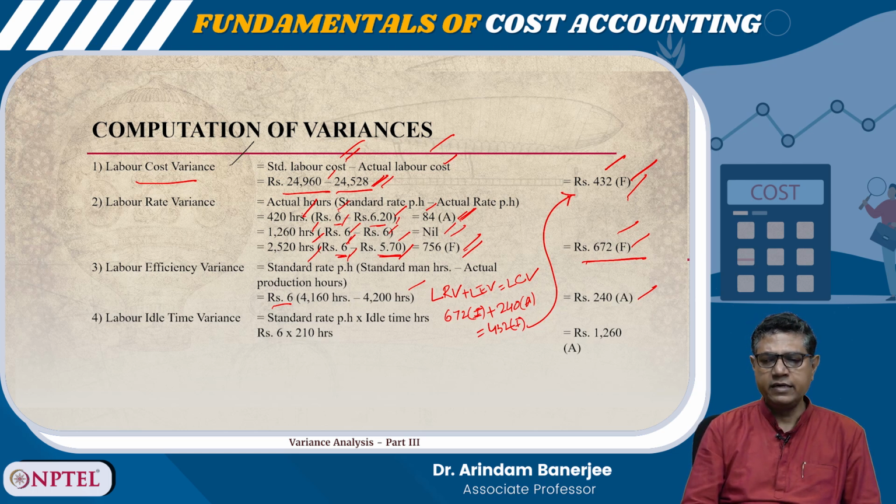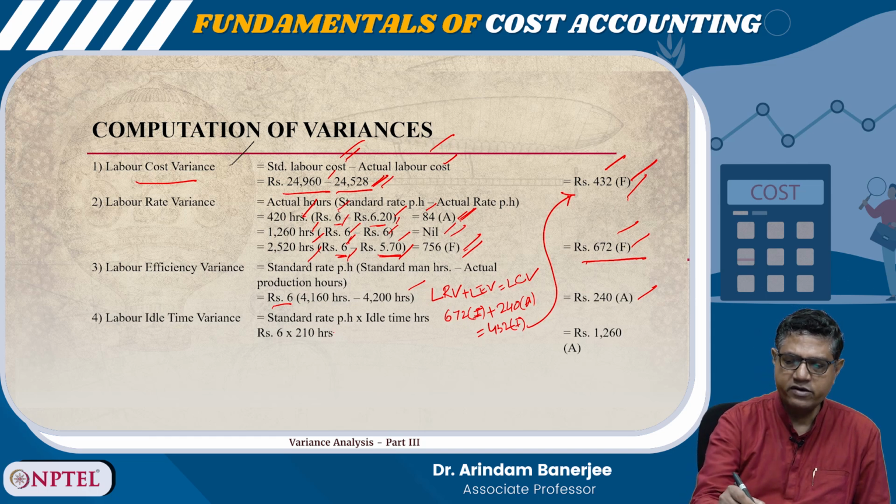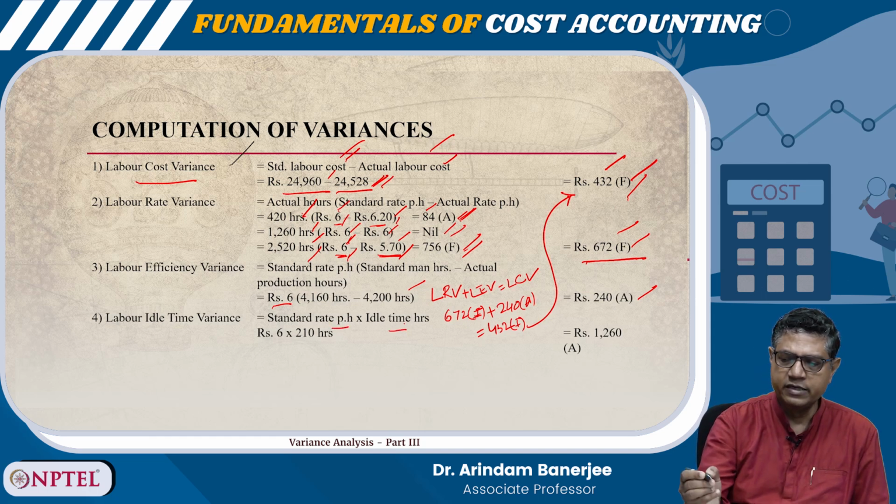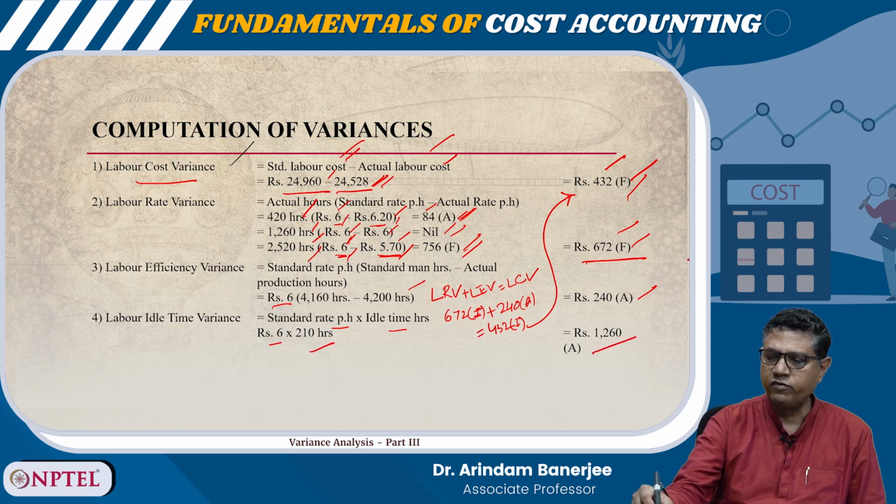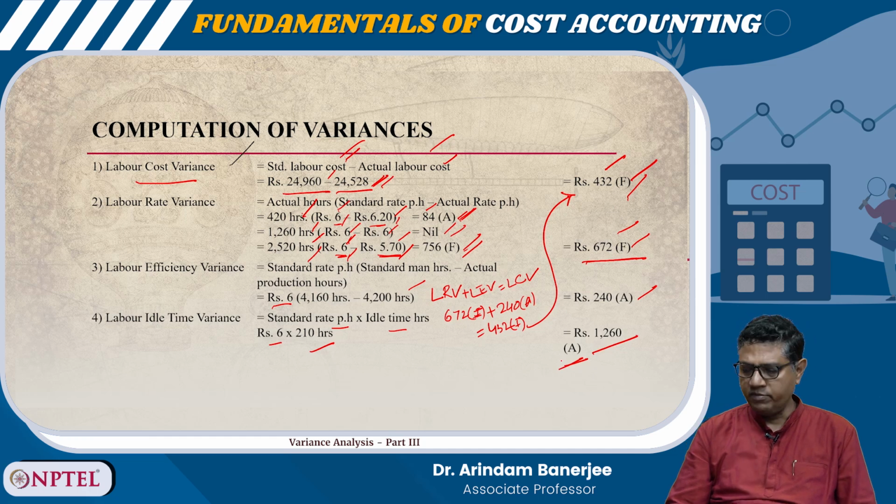Fine. And idle time variance, we can calculate as standard rate per hour into idle time hours. So 6 into 210 hours, so it is 1,260 adverse. It is adverse because some amount of time has been wasted as idle time.